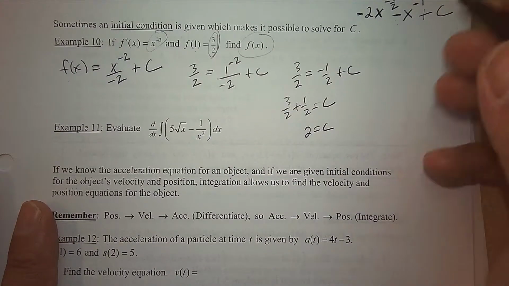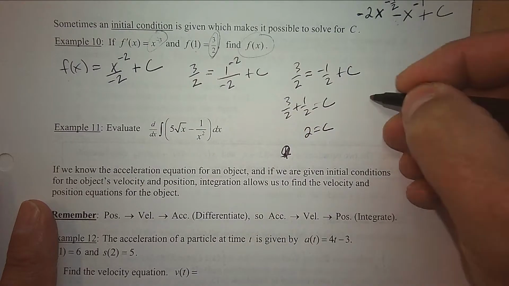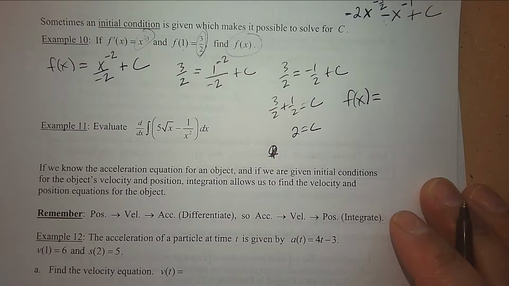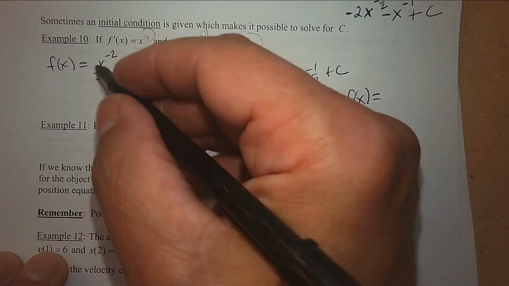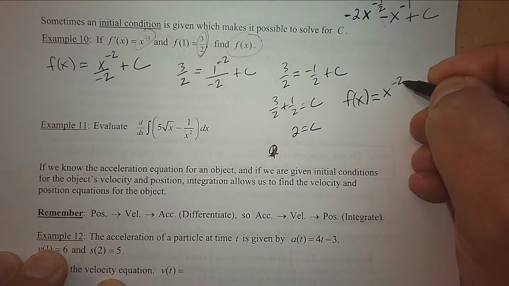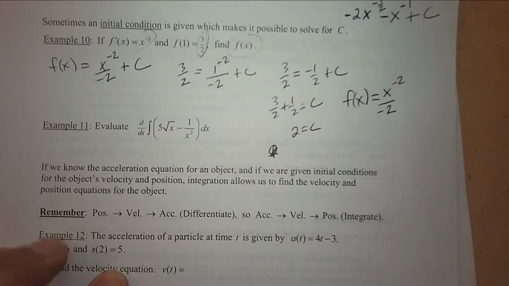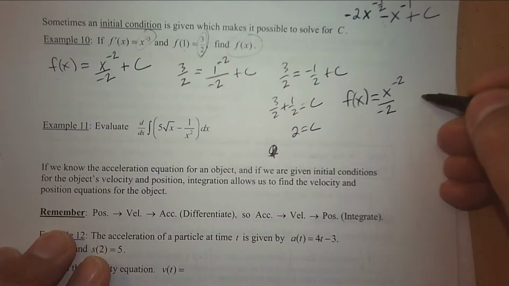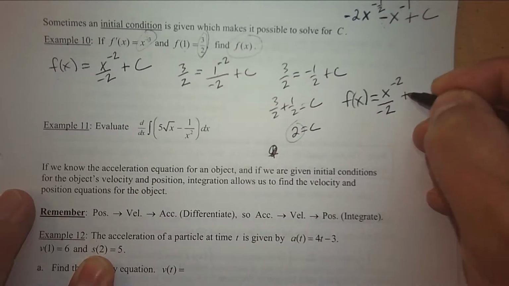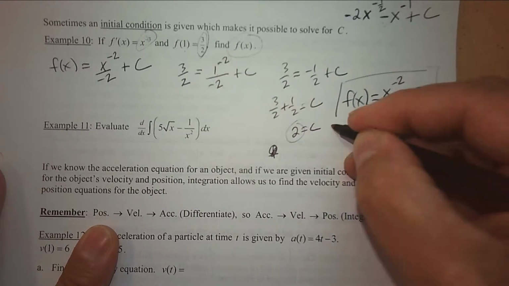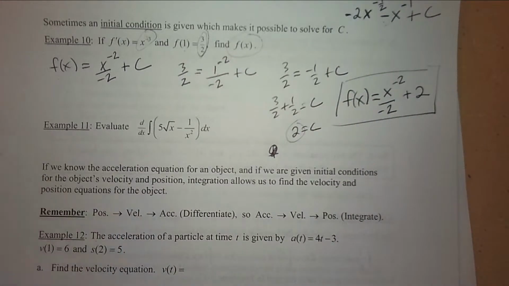So if I put it all together, what does the function equal without c? Now I know what c is. So before it was x to the negative 2 divided by negative 2. Could you also put negative a half in front? That would mean the same thing. But I now don't go plus c because I know what c is. So we can now have this answer when you're given a point on the function. So sometimes you integrate and you're given a point. That point allows us to find what c is.